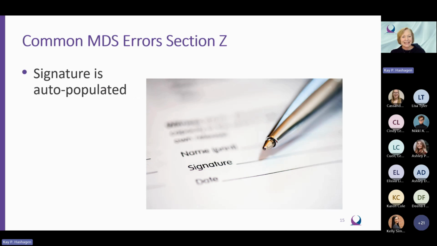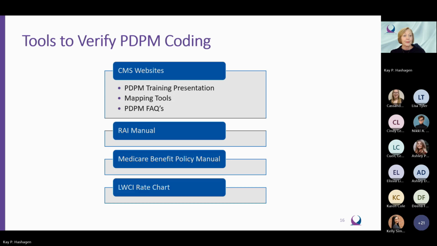And section Z is the last section, and this one doesn't happen very often, but it is important. The RAI manual requires an RN to sign the MDS in section Z, and that is the attestation of the accuracy of the MDS. So if for some reason your MDS populates the signature as auto-populated, without credentials or the actual signature, that is not going to count, and you could lose a full stay if you don't have that RN signature.